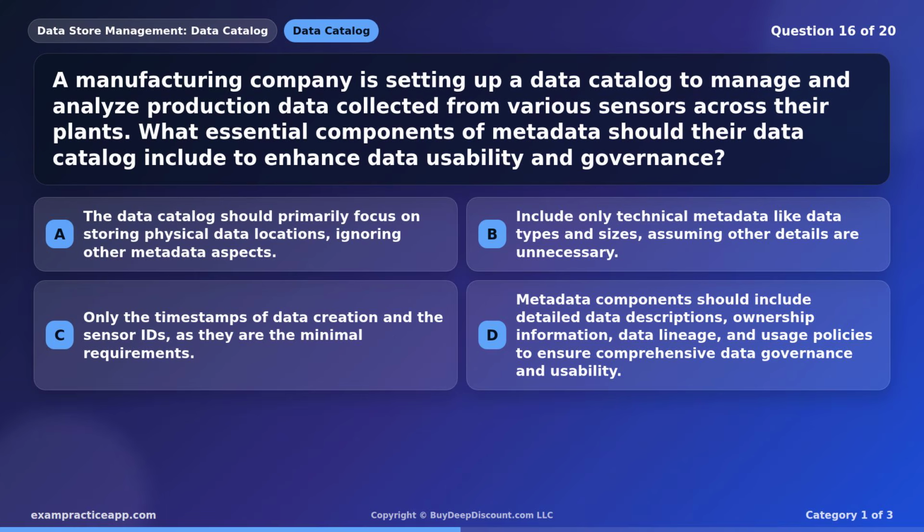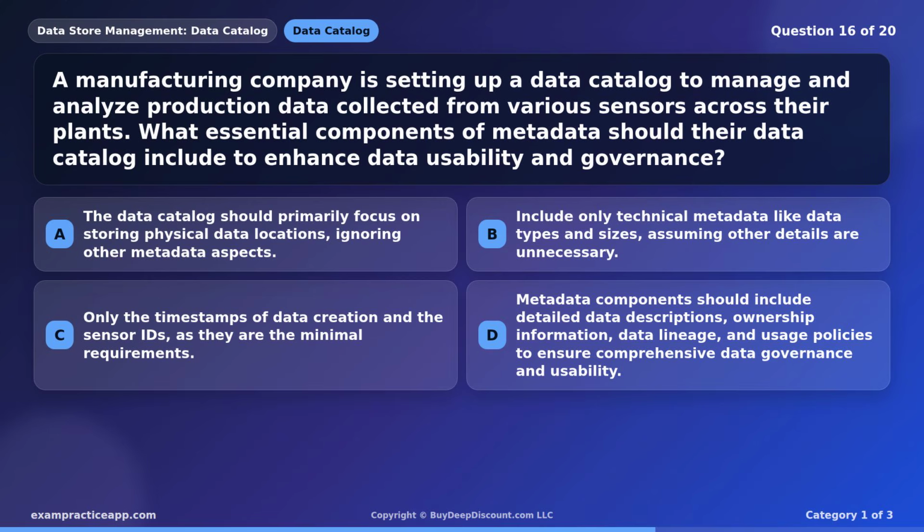The correct answer is option D. Metadata components should include detailed data descriptions, ownership information, data lineage, and usage policies to ensure comprehensive data governance and usability. Explanation. For effective data management, especially in a manufacturing context with sensor data, the data catalog should include a comprehensive set of metadata components.